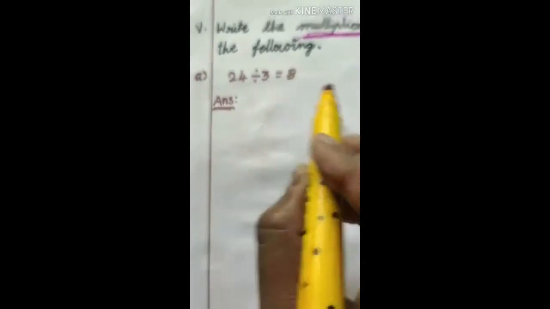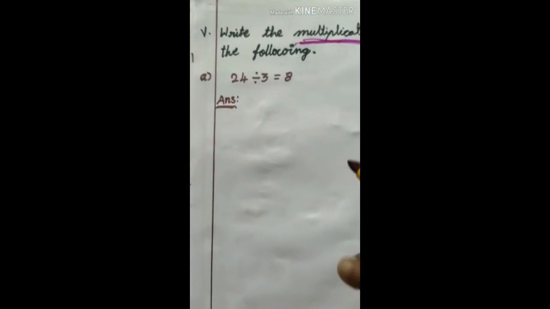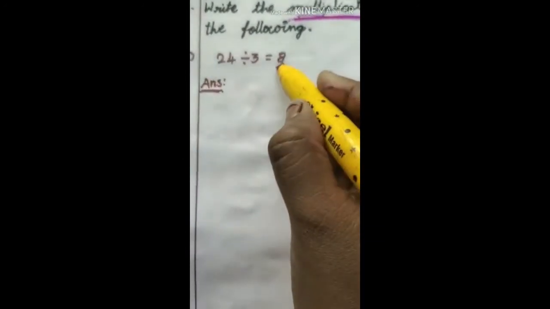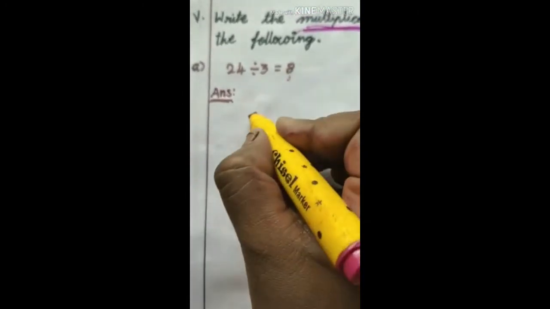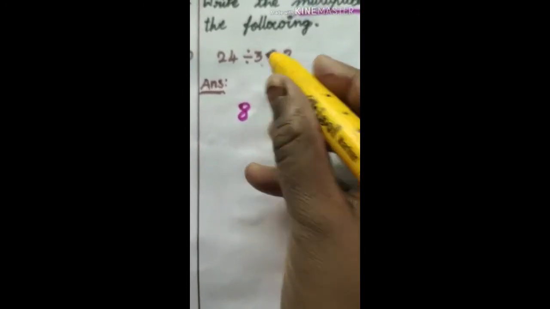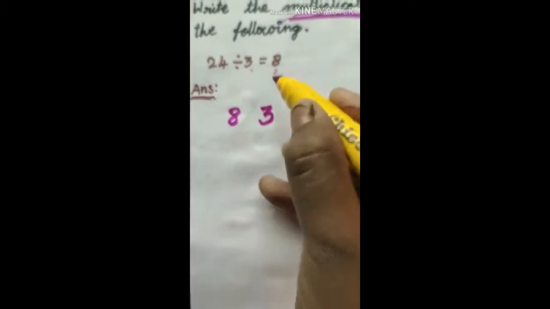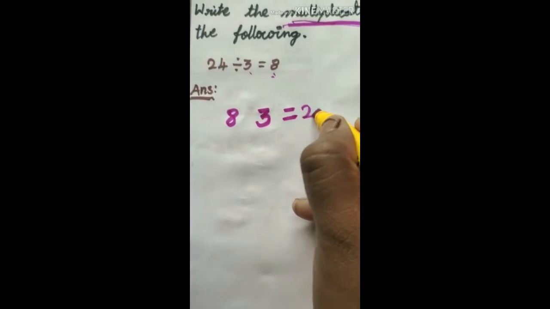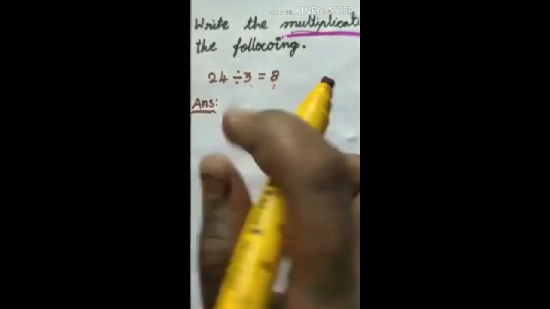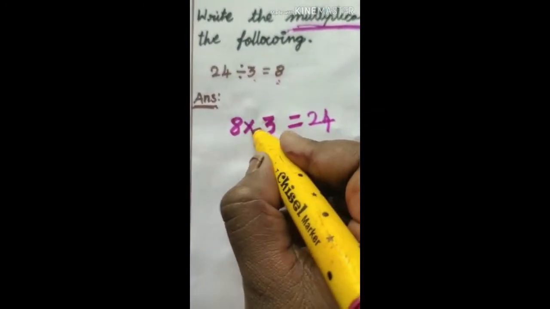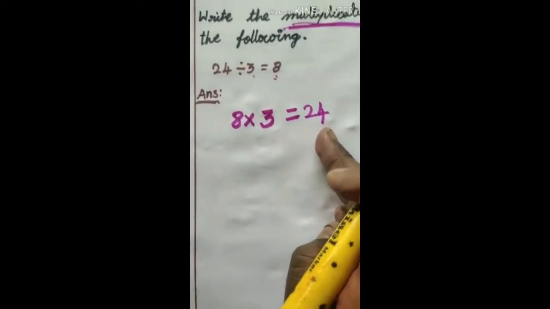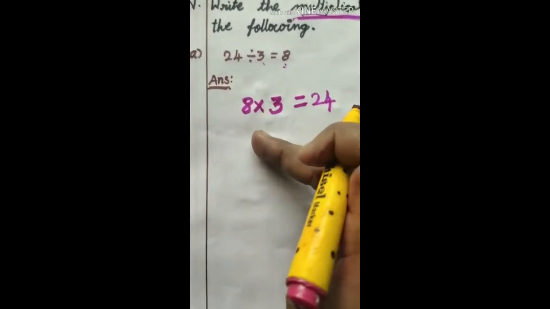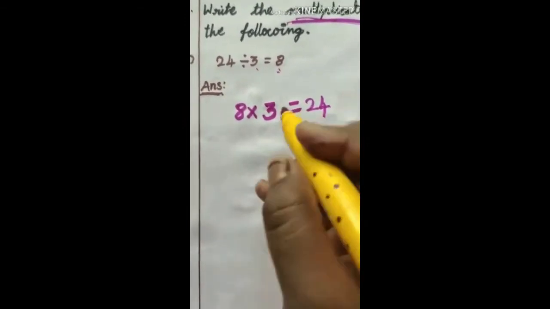Division fact is there. We have to write the numbers in reverse order. 24, 3, 8. Last number 8 should be first, next 3, then equal to, and then 24. In the question it is the divided by symbol, but in the answer we write the into symbol. Here 8 3s are 24. Next we can write one more multiplication fact also. 3 8s are also 24.